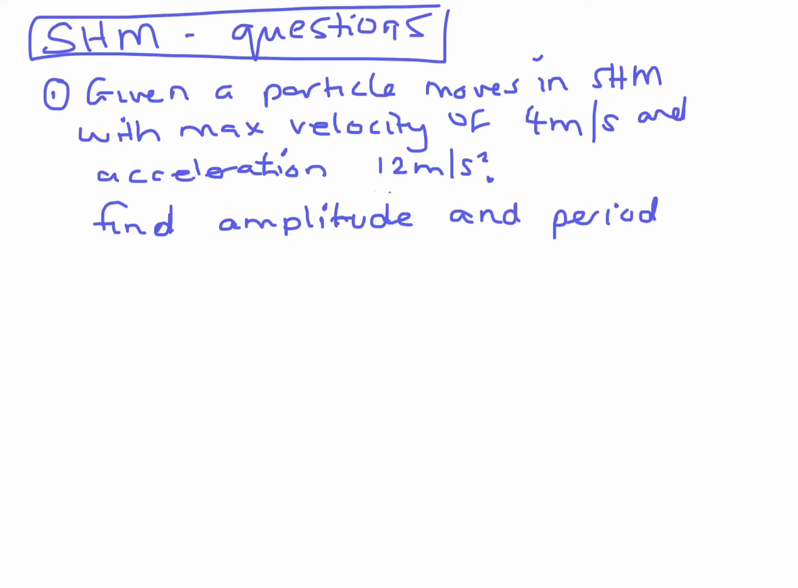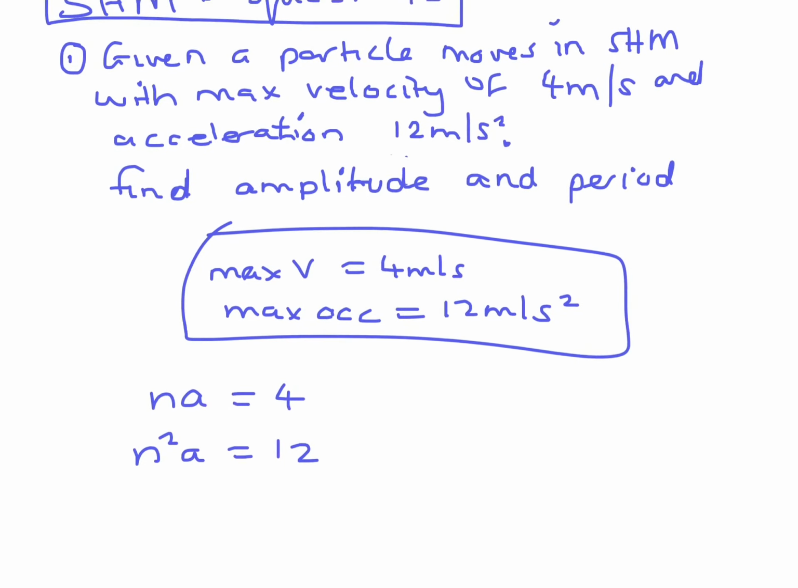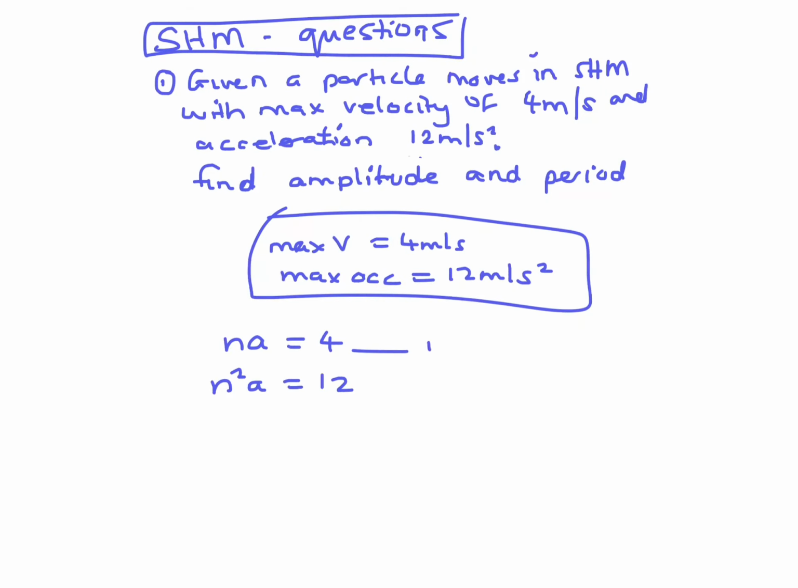Okay, so given the particle moves in simple harmonic motion with a maximum velocity of 4 meters per second and a maximum acceleration of 12 meters per second squared. Okay, so the maximum velocity is nA, which equals 4, and the maximum acceleration is n squared A, positive because it's positive 12 meters per second squared.